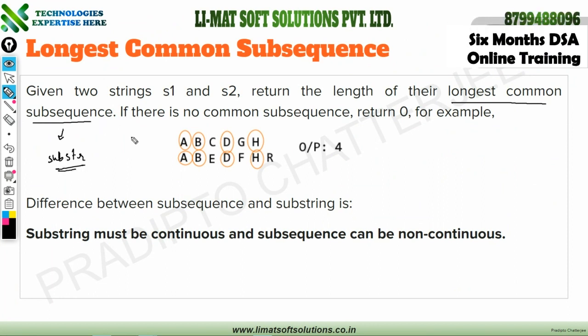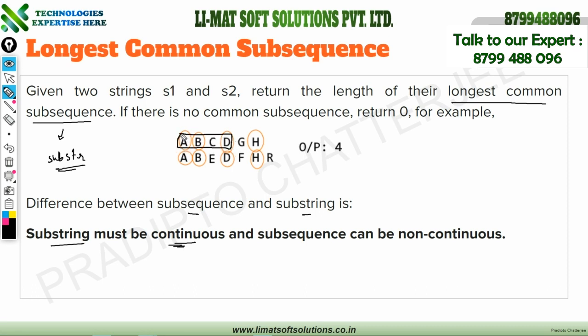A substring is basically something that should be continuous. You can see the difference between subsequence and substring is given. The substring must be continuous. That means if this particular string is given to us, the substring can be A, B, C, D. This is a substring, and this is also a subsequence. This is also a subsequence because a subsequence can be continuous or non-continuous. Both things can be there.